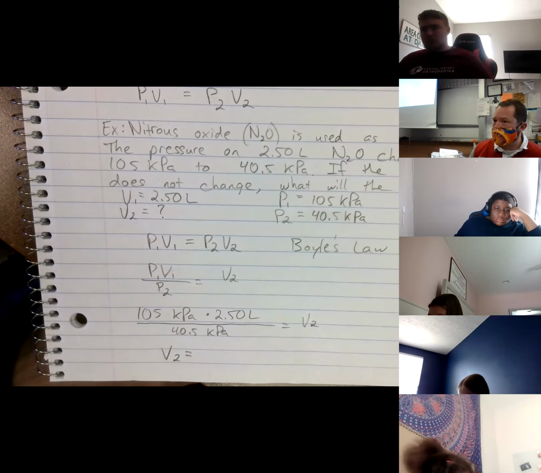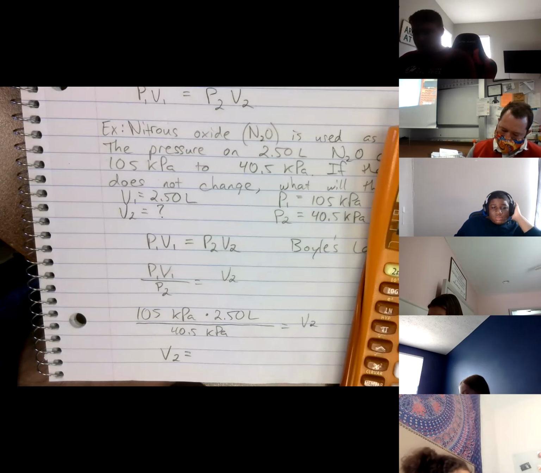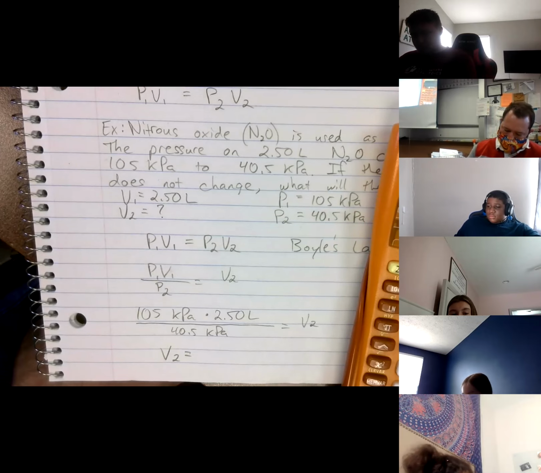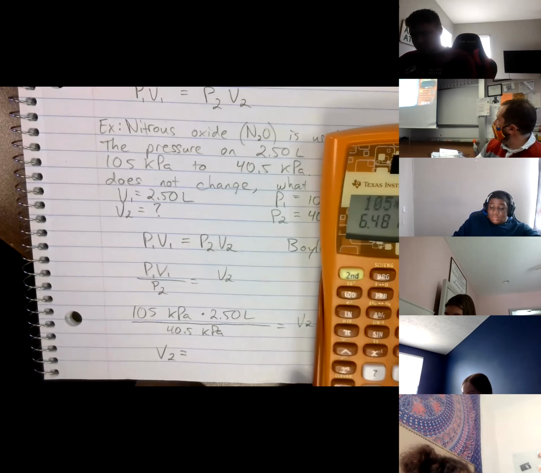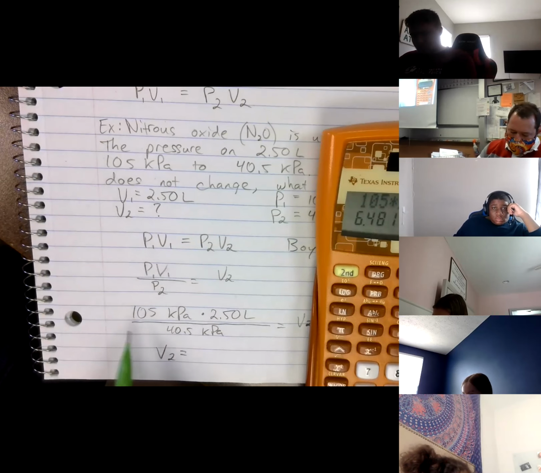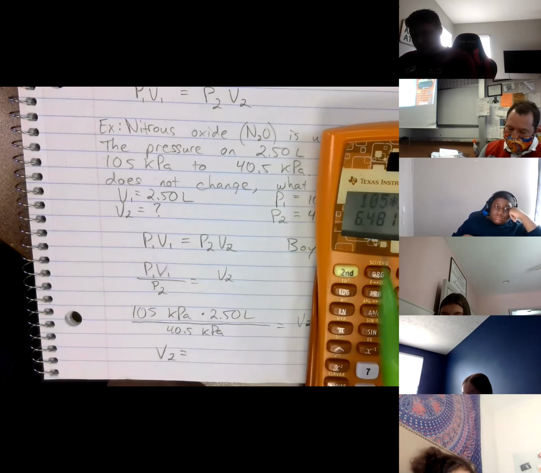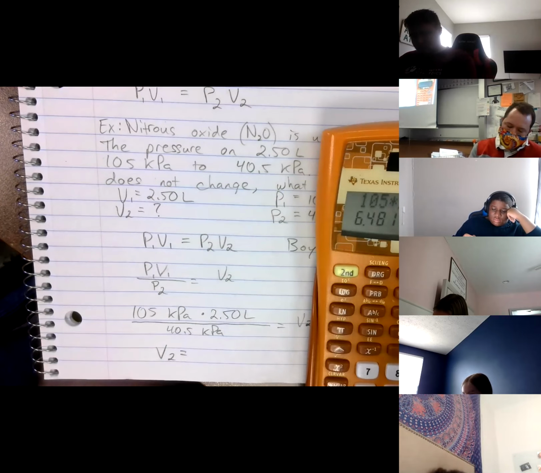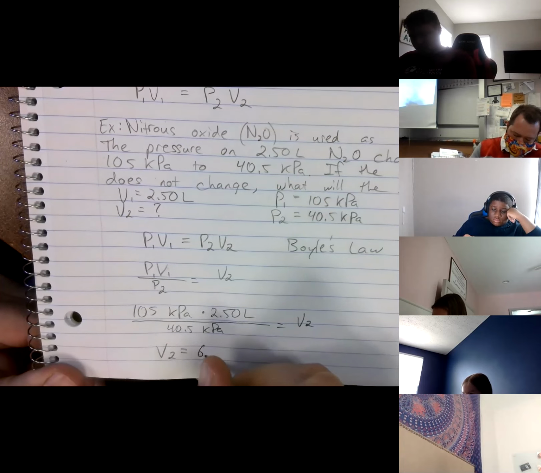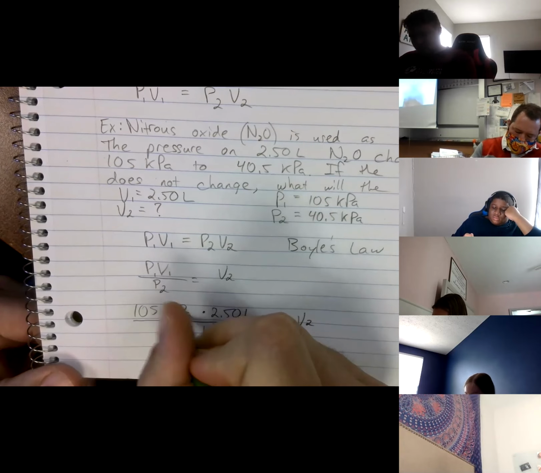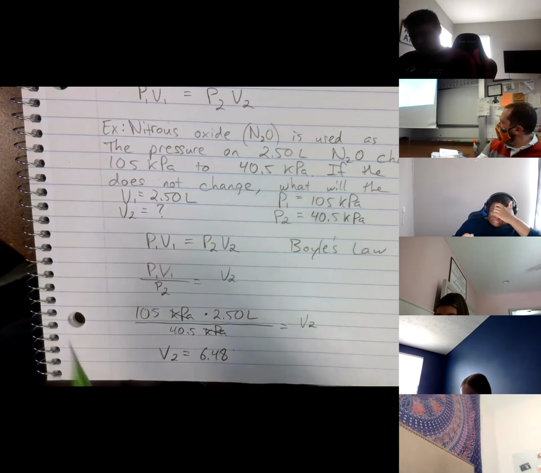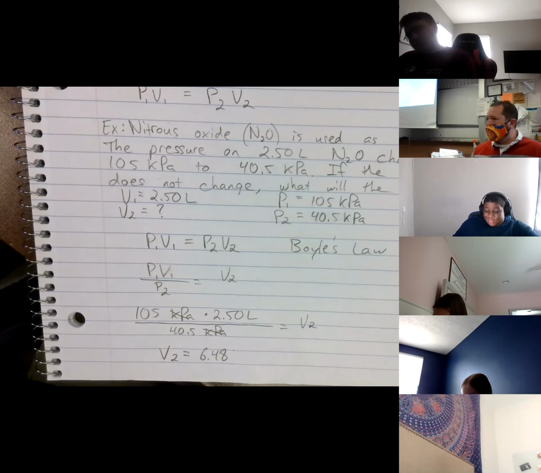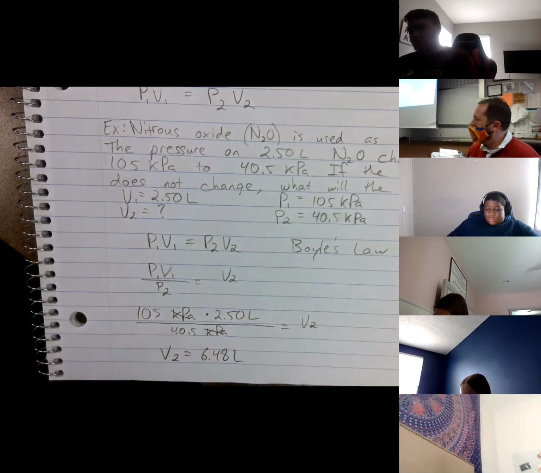Now we're ready to compute. 105 times 2.50 divided by 40.5. 3 significant figures. So 6.48. Those are my 3 significant figures. The 1 afterwards is not enough to round up. Kilopascals cancels out. There he is. Canceled out. We're left with just liters, which is good because we're looking for volume. You'd want liters because that is a measure of a volume.